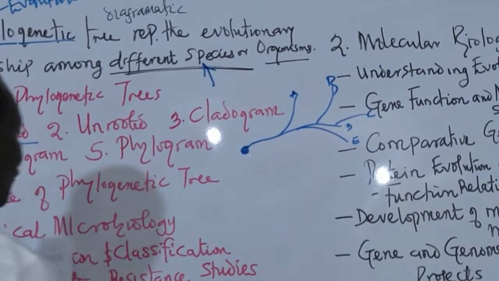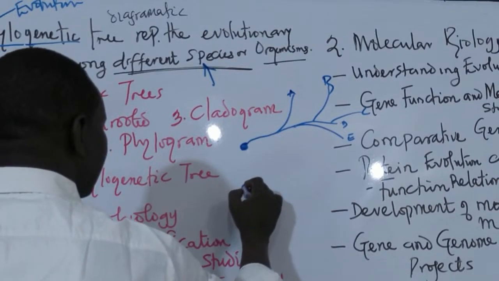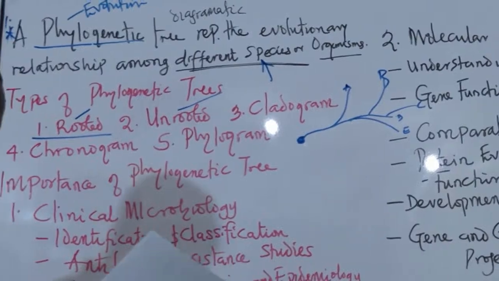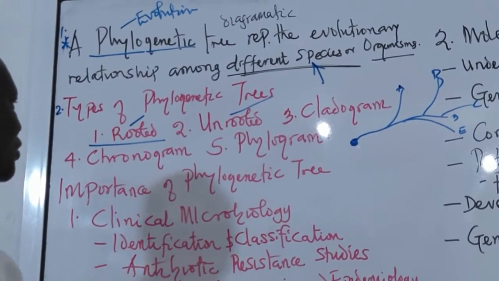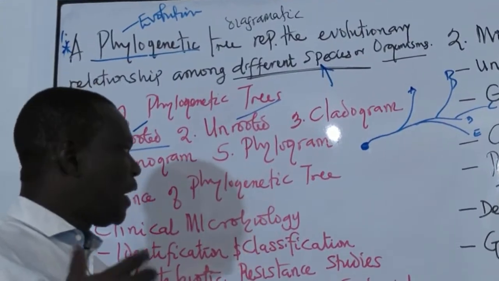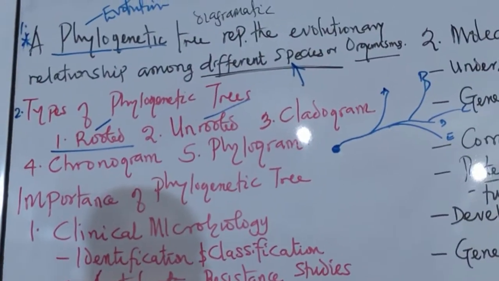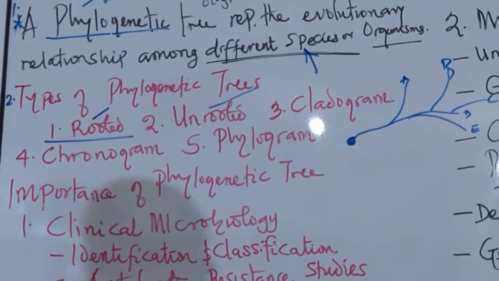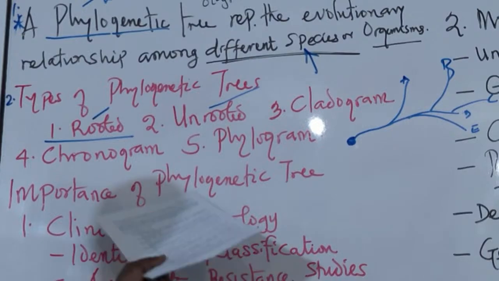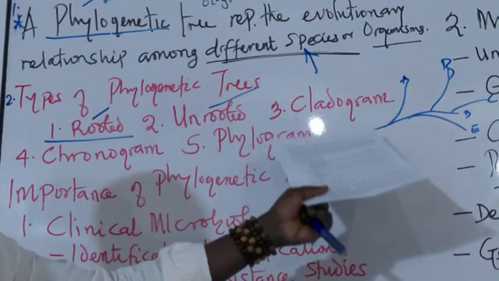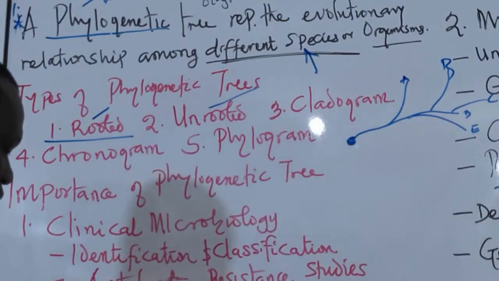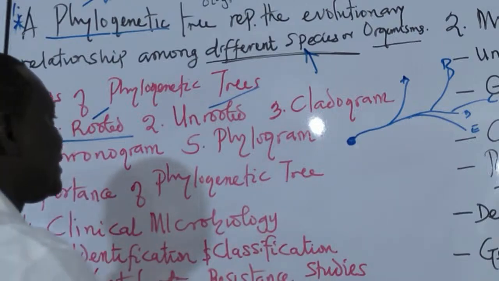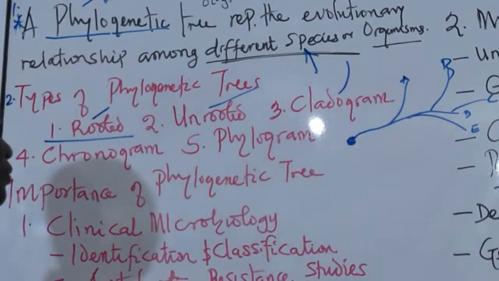And that of unrooted, that is when there is no certainty, or nobody could actually establish whether those organisms have a common ancestor or not. In terms of evolutionary relatedness, if scientists are still unsure about whether they have the same ancestor or not, they will make use of an unrooted phylogenetic tree to establish their evolutionary relatedness. Then the third type is called cladogram.